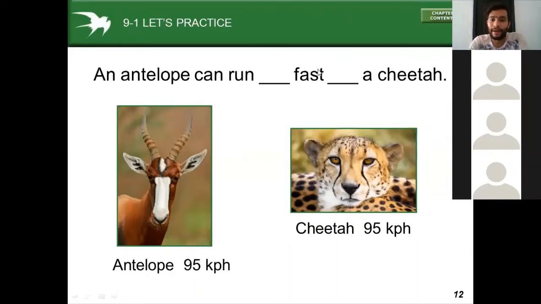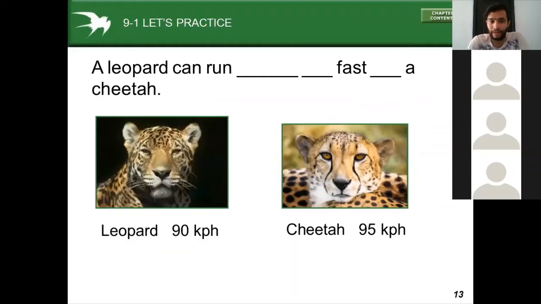All right, as fast as a cheetah, or just as fast as a cheetah if you want to make it more emphatic, right? More intense. If you want to intensify it more. So yeah, very good. How about here?